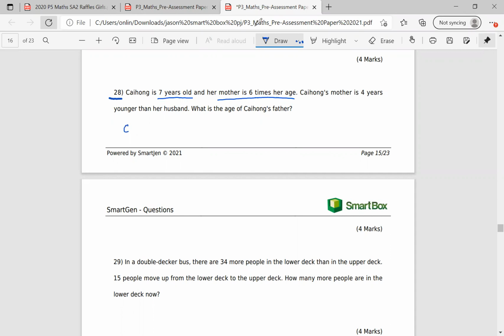So we have Chai Hong equals 7 years old. The mother is 6 times as old. So I can straight away find the mother by taking 6 times 7, and then we have 42 years old for the mother. And then the father is going to be older than the mother, correct? Not younger, older by 4 years. So older by 4 years, we have 42 plus 4 years here. So we have 46 years old here. So this one is actually quite easy.